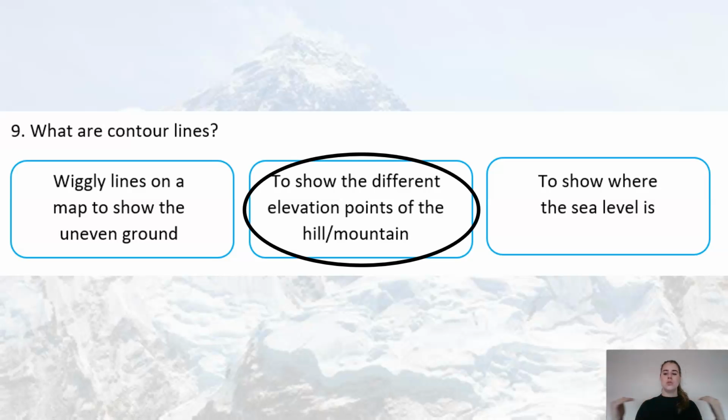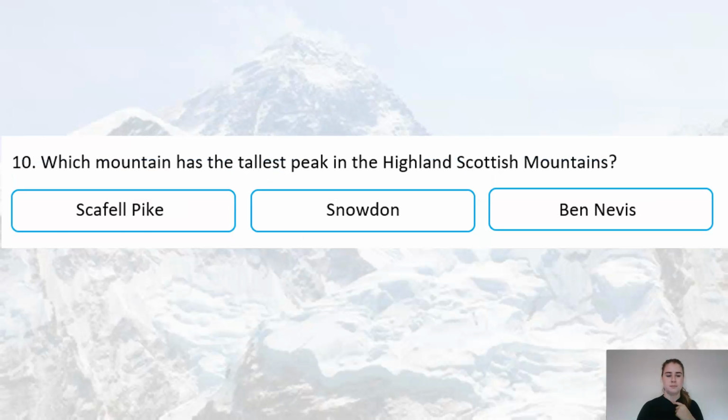When we look at the contour lines, they go up in increments of 100 metres. Each line shows you where on that hill it's 100 metres, or where on that hill it's 200 metres, or where on that hill it then hits 800 or 900 metres. Those lines that go around show you the points on the map that are those specific heights as you work your way up. So well done if you got that one correct.